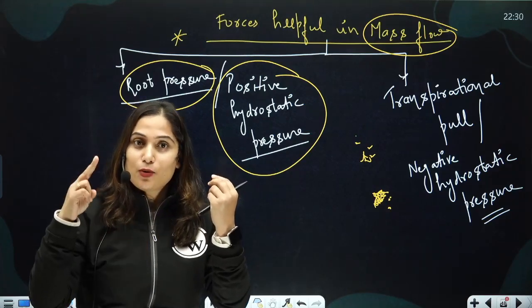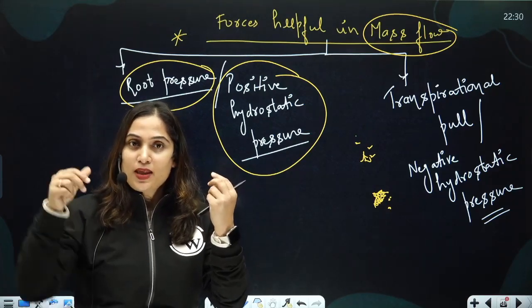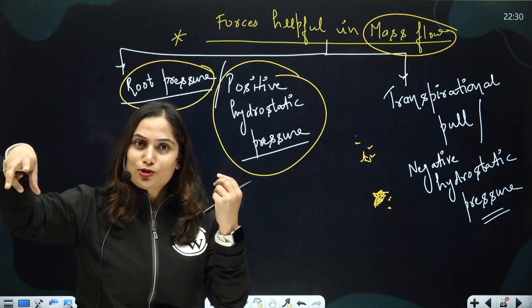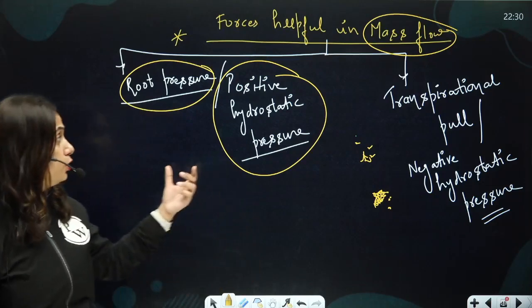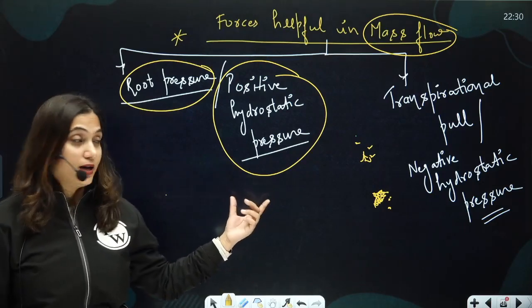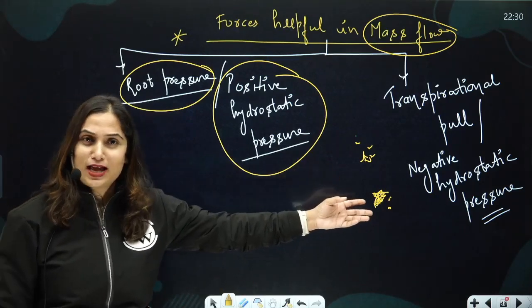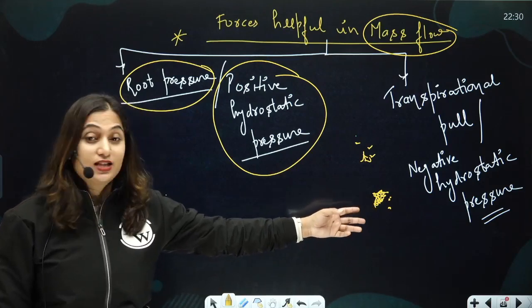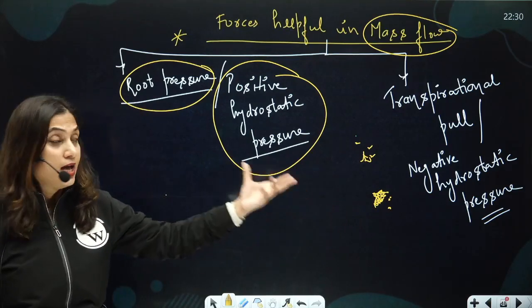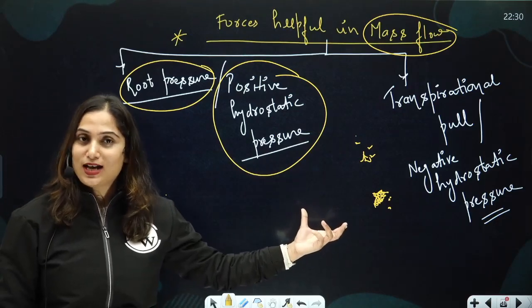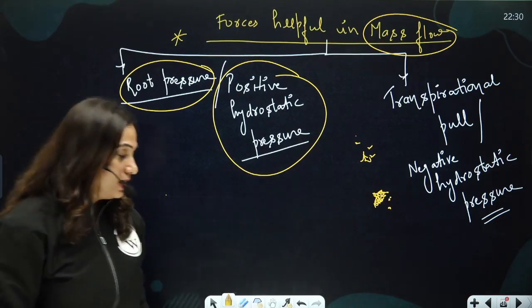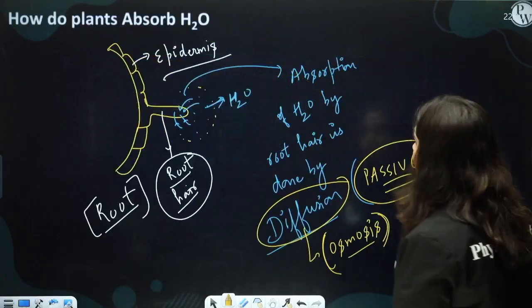This is mass flow, but with the help of a negative force. And when you open a tap, this is also mass flow, but with the help of a positive force. So in plants, root pressure is a positive hydrostatic pressure, and transpirational pull is like the straw. So it is negative hydrostatic pressure, right? These two forces together are helpful in long distance transport, that is mass flow. Let's discuss them in detail now.